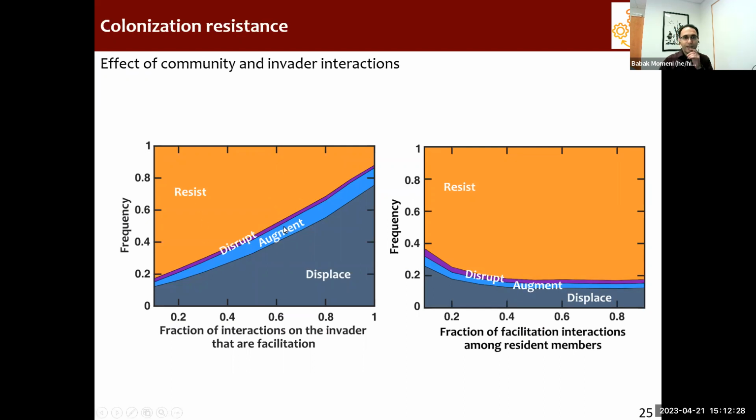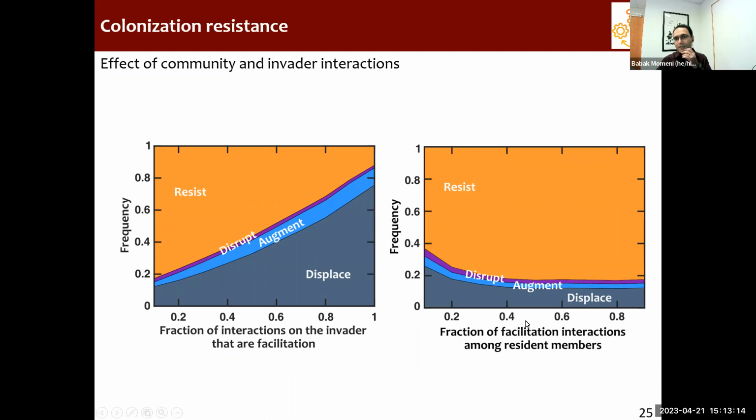The plot on the left-hand side shows the effect of changing the inhibition on the invader. In the baseline model, we assume that the existing resident community inhibits the invader, and here we are modulating that effect and allowing them to be more helpful to the invader. As you would expect, moving to the right, you see less and less resistance, because with some support for the invader, it becomes more and more likely for the invader to establish. We also see more examples of augmentation in those cases. Again, as you would expect, if the community is supportive of the invader, there will be more chances of the invader just assimilating into the community.